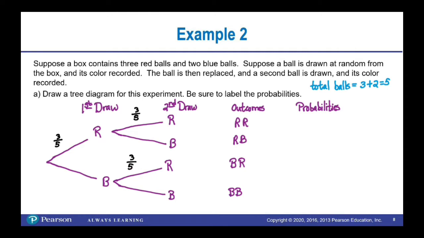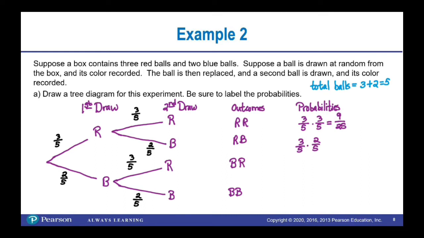The probability of drawing a blue is 2 out of 5 because there's 2 blue balls out of 5 total. And I'm going to list the probabilities everywhere there's a blue. To find the probability, remember we multiply across our tree. So for red, follow your path, 3/5 times 3/5, that gives us 9/25.